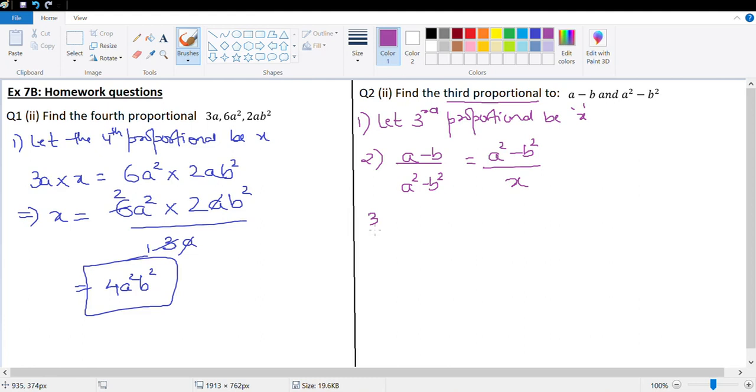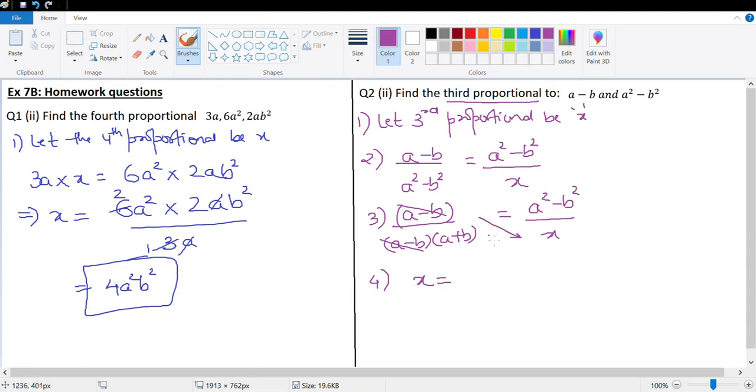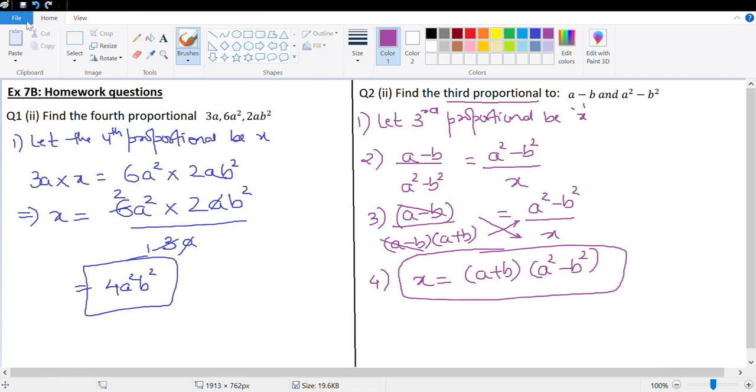Now what I can do is this: a minus b. A square minus b square can be written as a minus b multiplied with a plus b, and this is equal to a square minus b square upon x. So a minus b in the numerator and denominator gets cancelled, which means x is equal to, let's cross multiply. So what we get is x is equal to a plus b multiplied with a square minus b square. So our third proportional is a plus b multiplied with a square minus b square. Good, let's look at the next question.